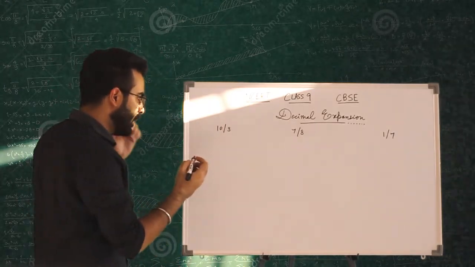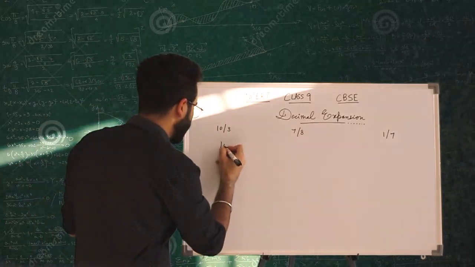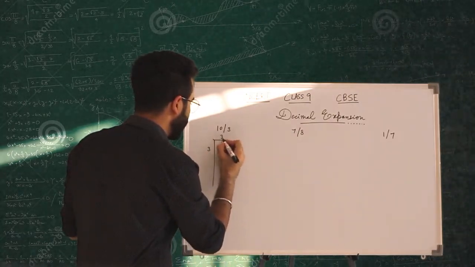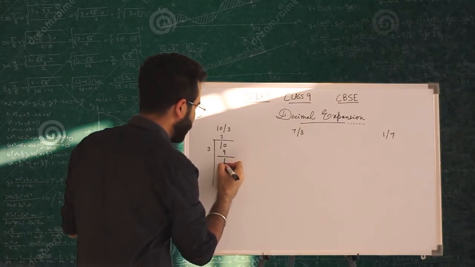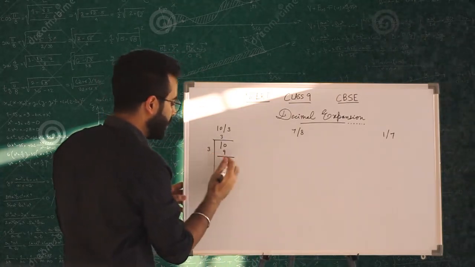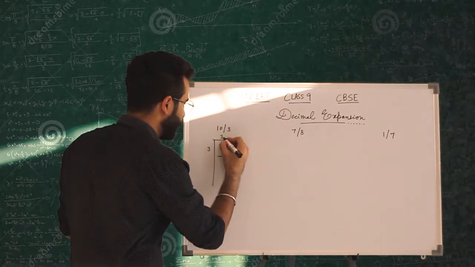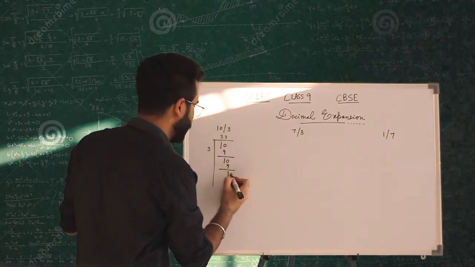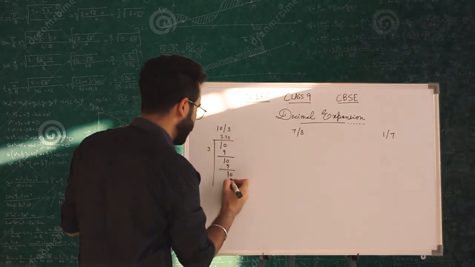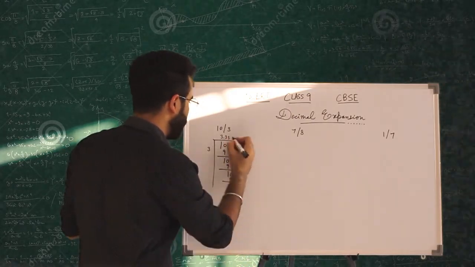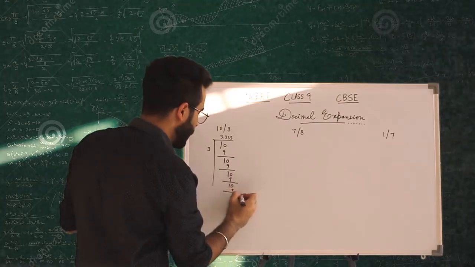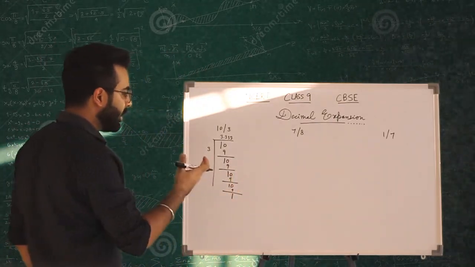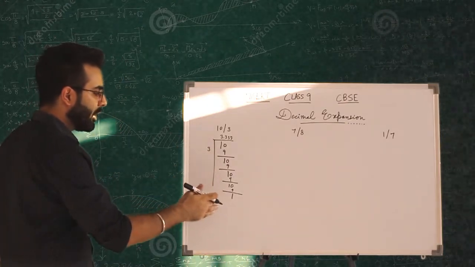Let's see what is the decimal expansion of 10 by 3. That's 10, that's 3, 3 3s are 9, that gives me 1. Now 1 is smaller than 3, so I'll put a 0 here and a decimal here. 3 3s are 9 again, 1, 0, again 3 3s are 9, 1, 0, 3 3s are 9. So this will continue in the same manner. That means this is a recurring decimal and this is an infinite process.